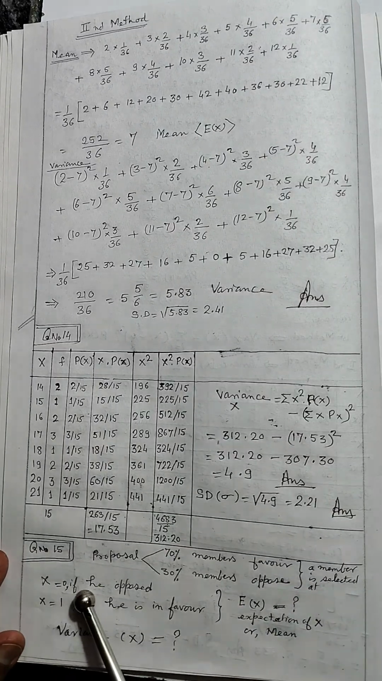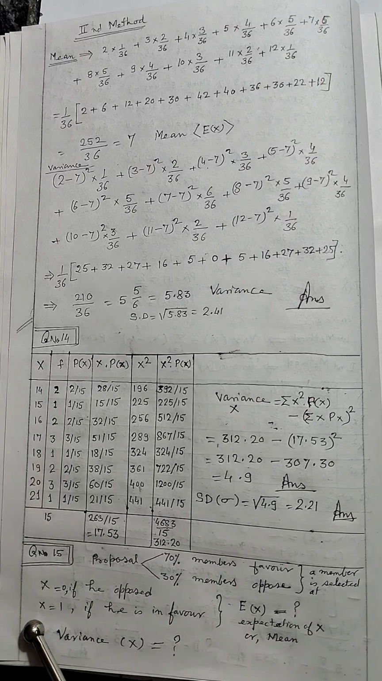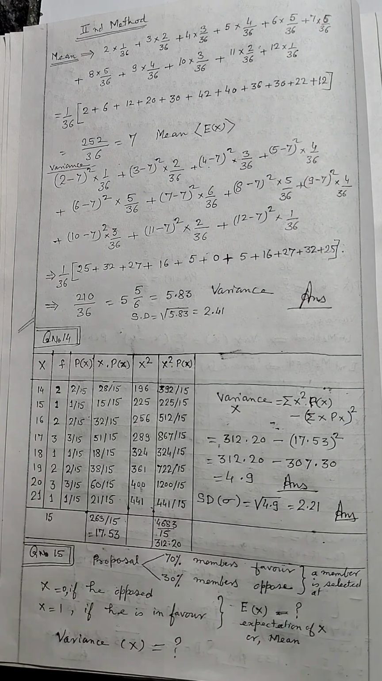Now come to question number 15. It states that in a meeting, 70% of the members favor and 30% oppose a certain proposal. A member is selected at random and we take X equal to 0 if he opposed and X equal to 1 if he is in favor. Find the expected value of X and the variance of X.